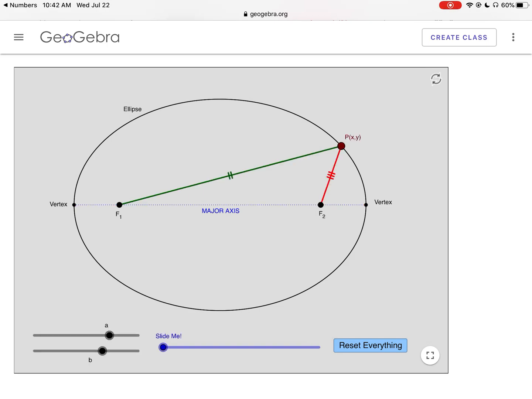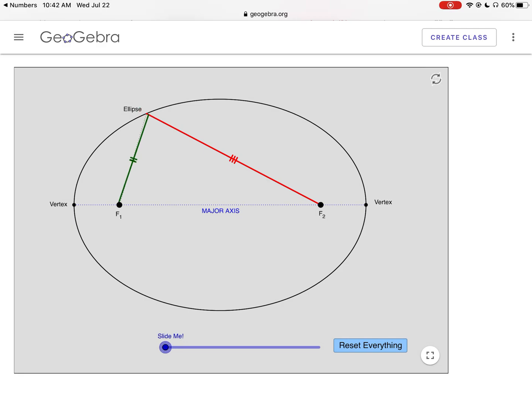Of course it doesn't matter where I place this point P, the distances from it to each of the focus points changes, but the sum will always remain that same length of the major axis.